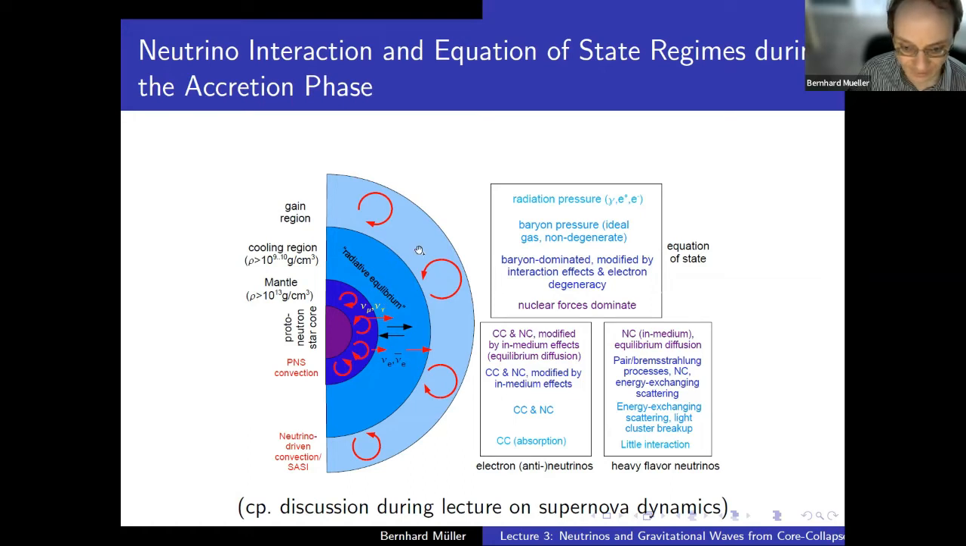All right. And I should maybe talk a bit more about what this concept of radiative equilibrium here means. So basically, this means that this cooling region is relatively tightly coupled thermally by the absorption and emission of neutrinos from deeper layers to the outer parts of the mantle. That's what this concept of radiative equilibrium here really means.